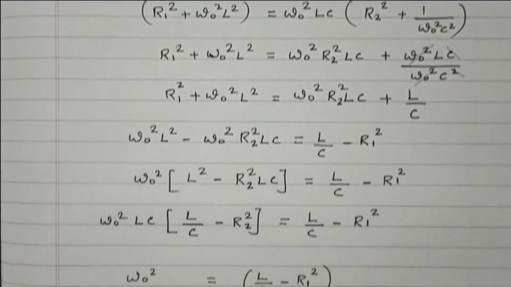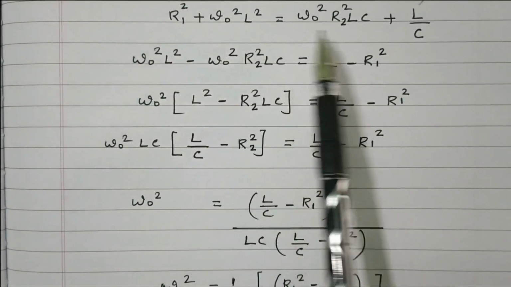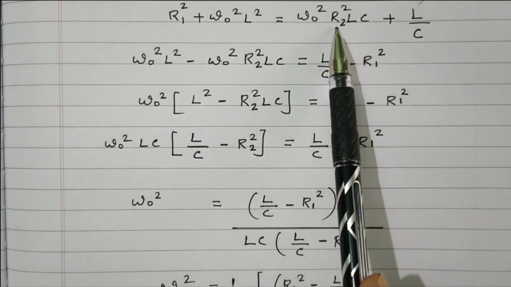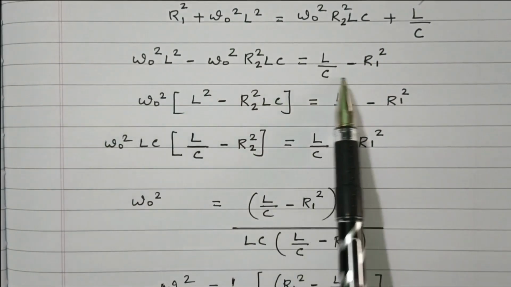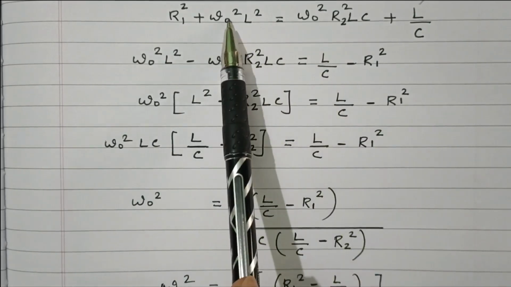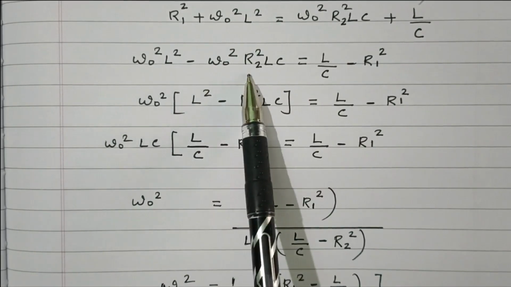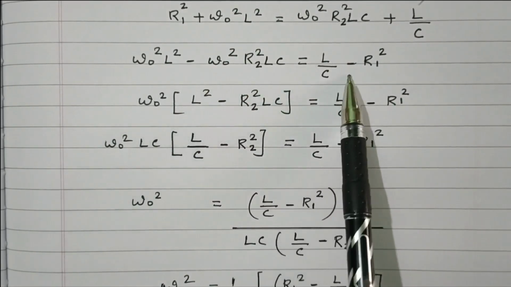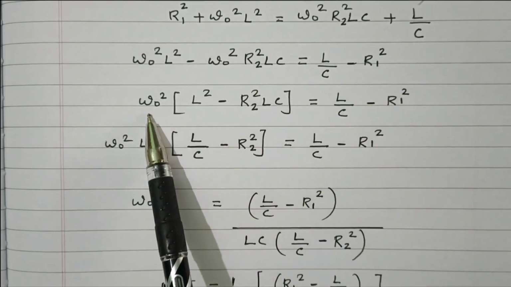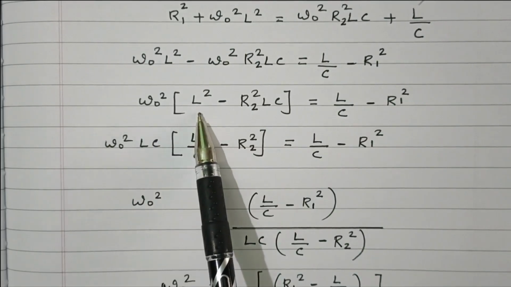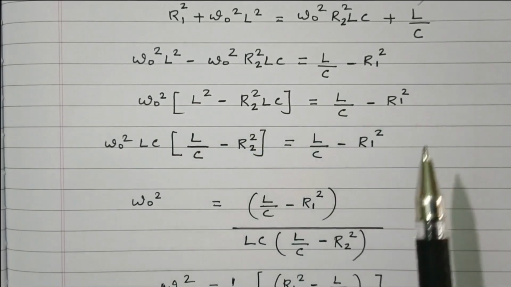Now we'll go for the further simplification. This R is brought to that side and this omega is brought to this side, so that we combine the omega terms on one side and other terms on the other side. So omega naught square into L square minus this term is brought here, omega naught square R2 square LC equals L by C minus R1 square. This term is brought to that side. Right, now take the omega naught square outside, commonly available. L square minus R2 square LC, that is equal to L by C minus R1 square.